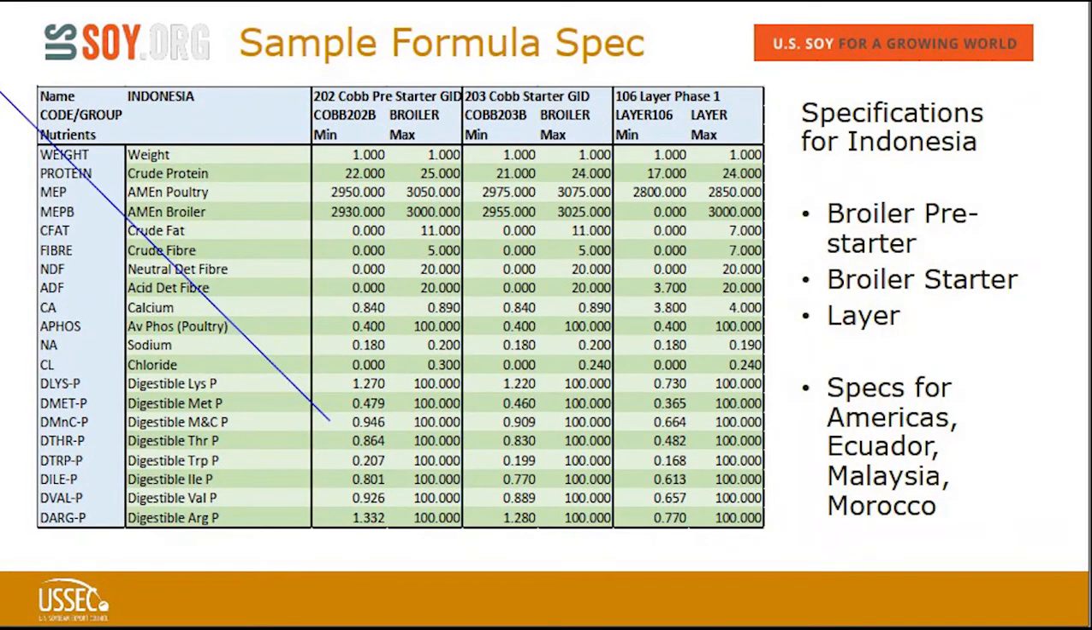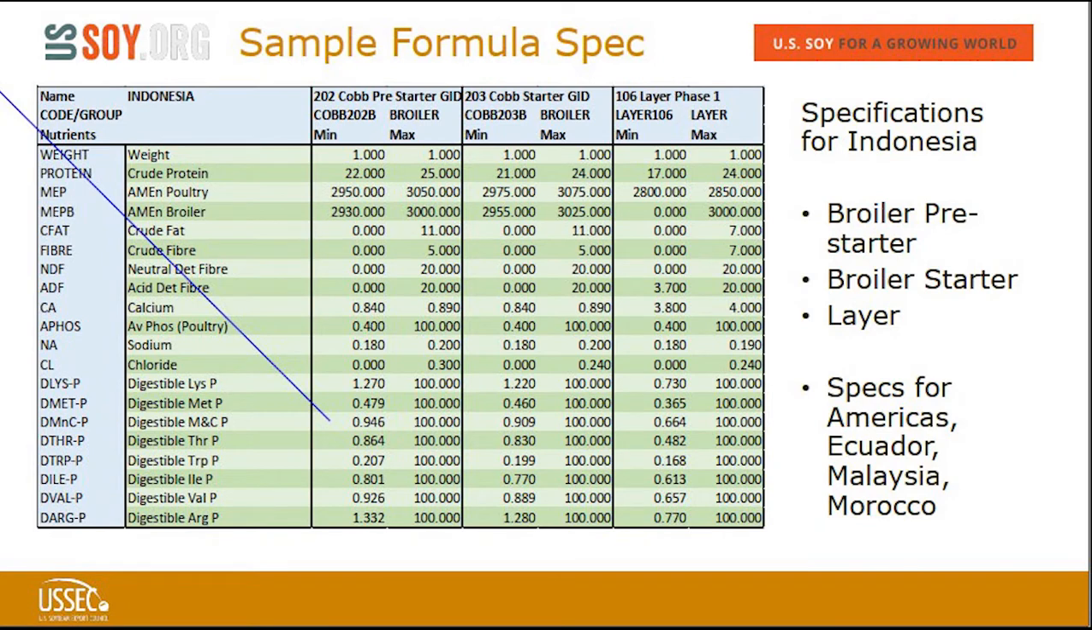Now, here are some sample formula specs. As I mentioned, in Indonesia, it's a fairly small bird they grow. It's only 1.6 kilos. So we only have two feeds there, a pre-starter feed and a starter feed. We don't need to use a grower or finisher because the bird is too small. Different regions, like in America, would have maybe 4 or 5 different diets, growing to much bigger weights. Ecuador somewhere in the middle.